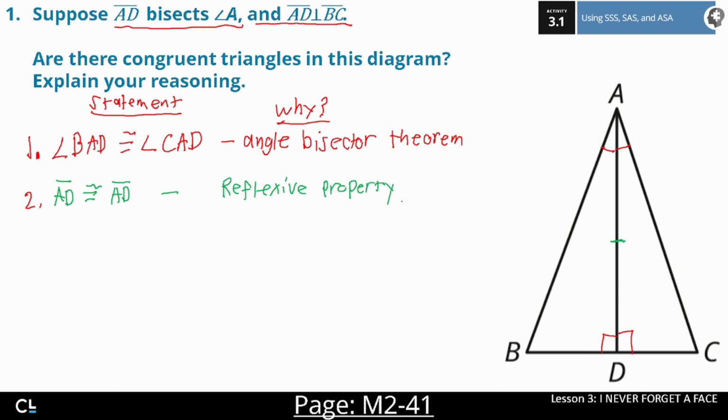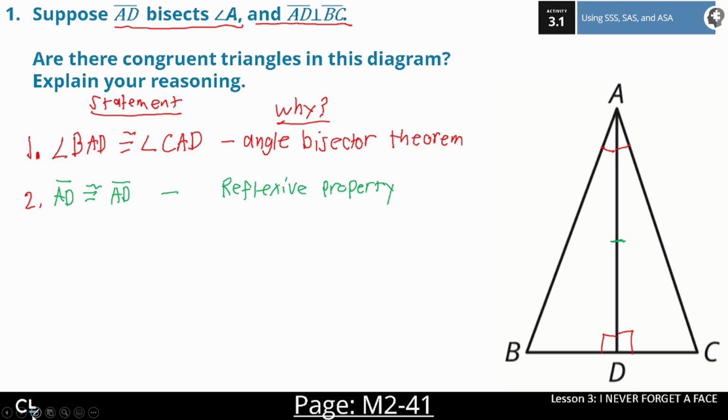And what the reflexive property means is that something is equal to itself. And since both these triangles share this side, that means it belongs to both triangles and it is equal to itself, right? So we have a side that's congruent there.